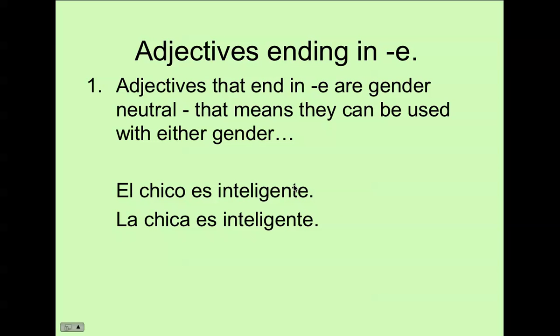Some adjectives, like inteligente, end in an E. These are great because it doesn't matter if your noun is masculine or feminine. It's gender neutral. I can use inteligente with either one. So, el chico es inteligente or la chica es inteligente. Doesn't matter because it ends in an E. Paciente, sociable, they work the same way.